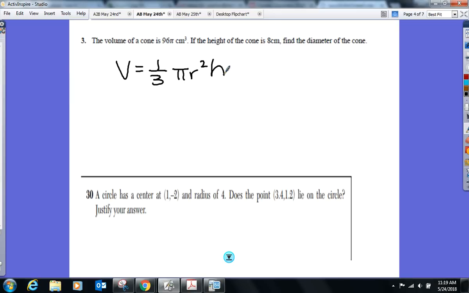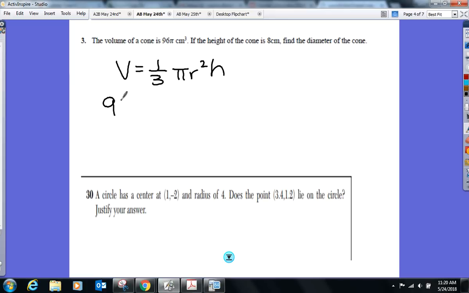I don't have a diameter in the formula, but what do I have that can get me to the diameter? A radius. I can't find the diameter in the formula. Everyone agree? I can't find the diameter in the formula. What can I find that'll get me to the diameter? Radius. Okay, so that's our goal right now. Get r squared by itself.